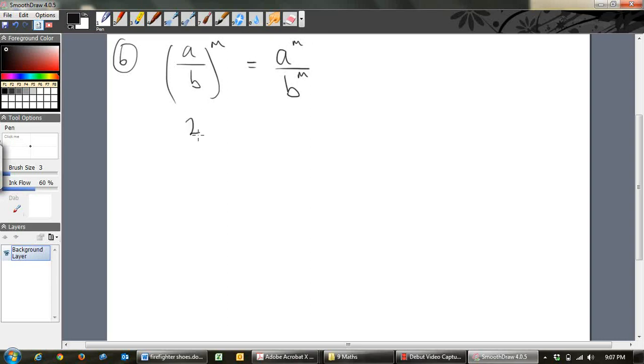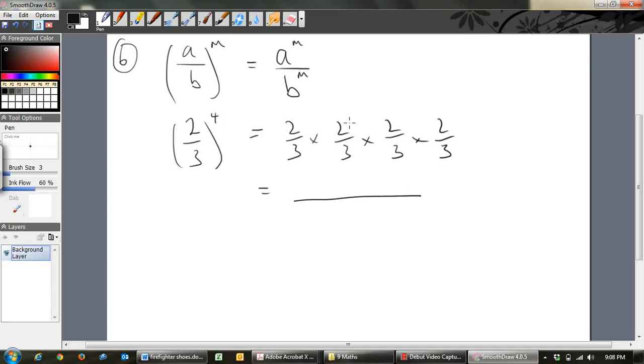And again, it's really easy to prove. If it's 2/3 to the power 4, what that means is 2/3 times 2/3 times 2/3 times 2/3. And if we put all those fractions together, we can put it all over the same thing. If you remember, when we multiply fractions, we just multiply the top, multiply the bottom. So the top is 2 times 2 times 2 times 2. The bottom line is 3 times 3 times 3 times 3. What's that equal to? 2 to the power 4 over 3 to the power 4. And that's why it works.